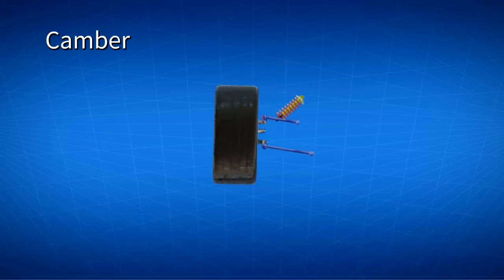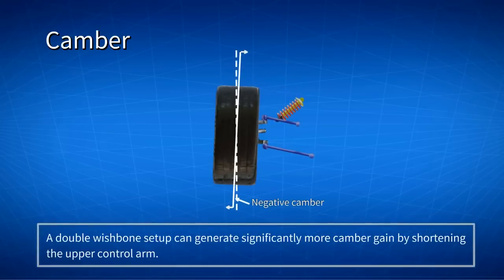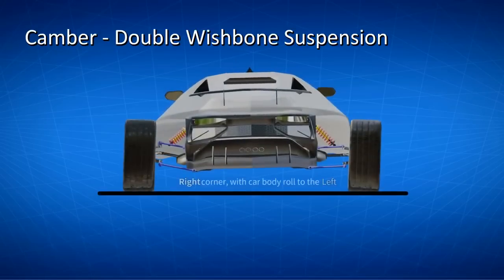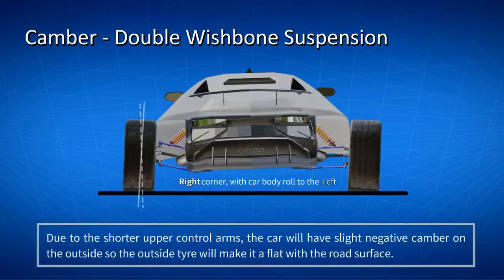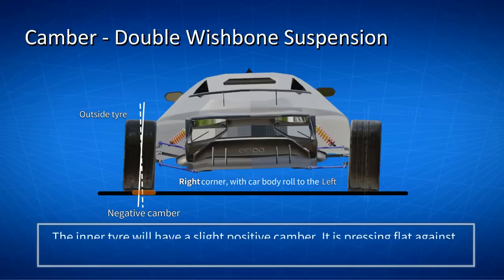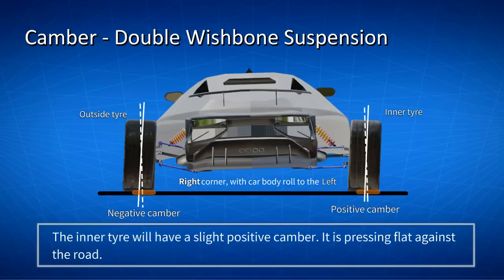A double wishbone setup can generate significantly more camber gain, by shortening the upper control arm. This is beneficial when the car goes around the corner. Due to the shorter upper control arms, the car will have slight negative camber on the outside, so the outer tire goes flat with the road surface. This is where the car wants to maintain the maximum amount of contact. The inner tire will have a slight positive camber. It is pressing flat against the road.